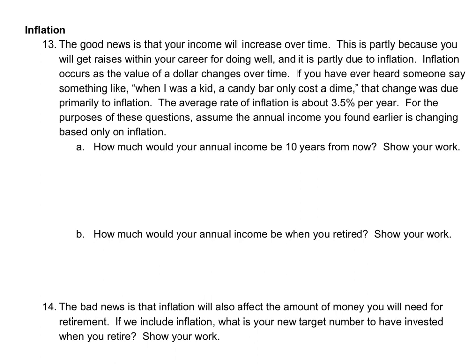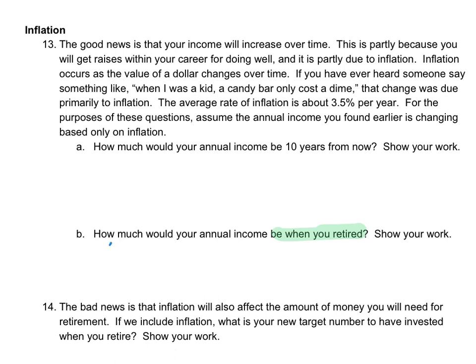All right. And then part B, how much would your annual income be when you retired? Now, this is going to change depending on what numbers you used. Basically, you need to figure out, based on how many years you thought you'd be working and when you thought you would start working, what age would you be when you retired, and then figure out how many years is that past now to do this.